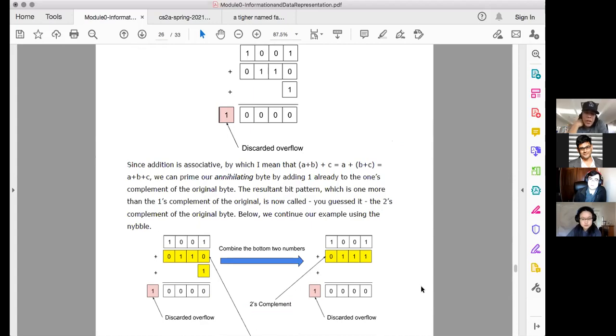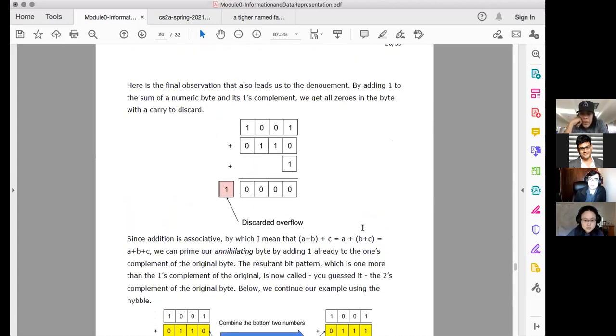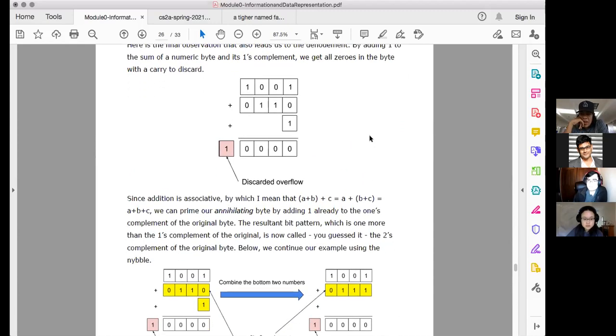Wait, so when you do 1's complement, all you're really doing is just flipping the 1's and 0's, right? Pretty much, yeah. And then you add 1 to that to get your 2's complement. And 1 would just be 0001, right? In binary, that would be 1, yeah.